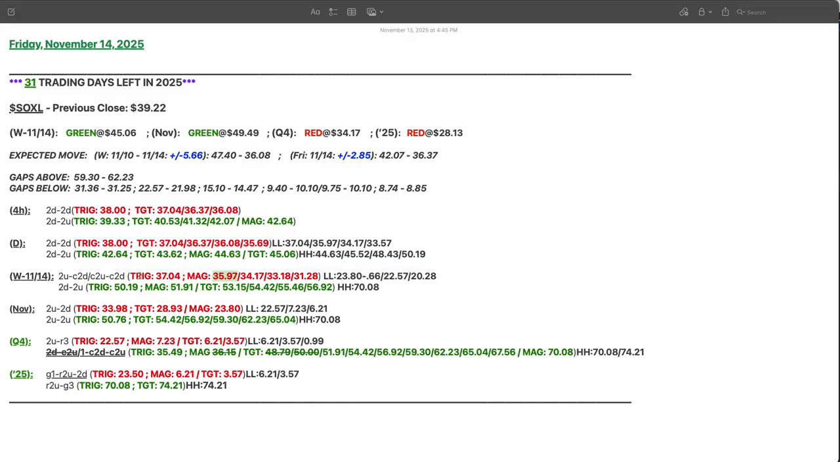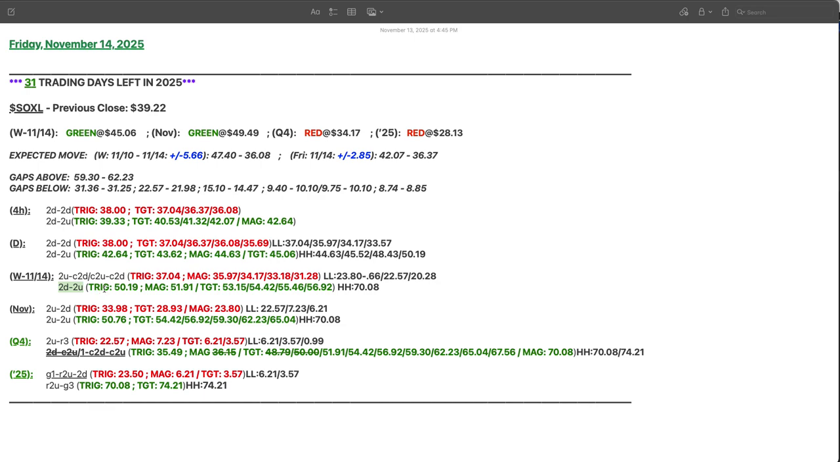And if we reach that 35.97, that actually triggers a combo 2 up, combo 2 down, actually a series of them with these as their extended targets, right? I don't expect us to get there tomorrow, but just keep that in mind because it'll extend into next week as well.